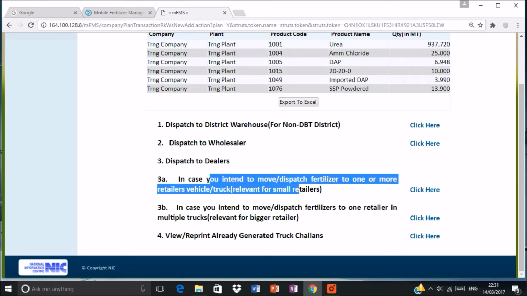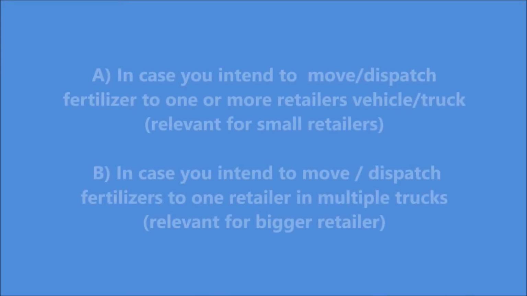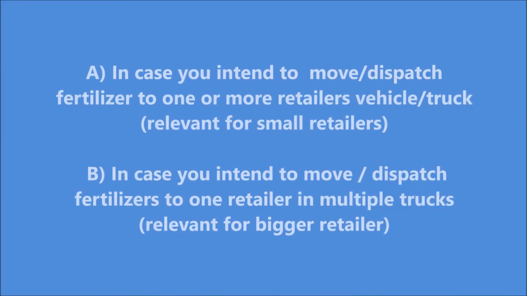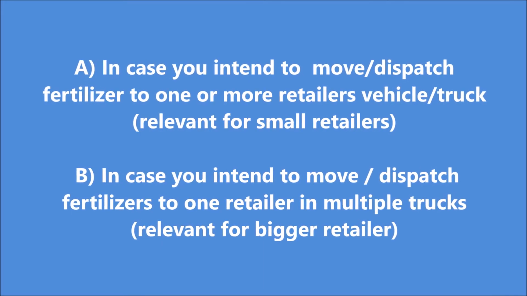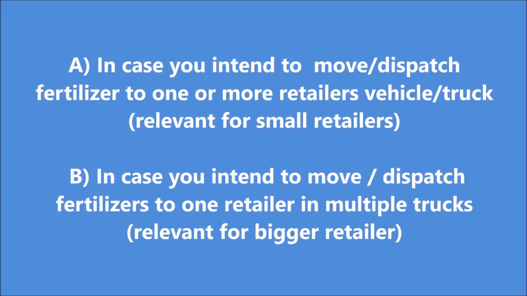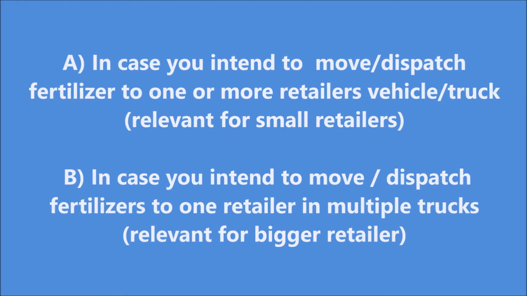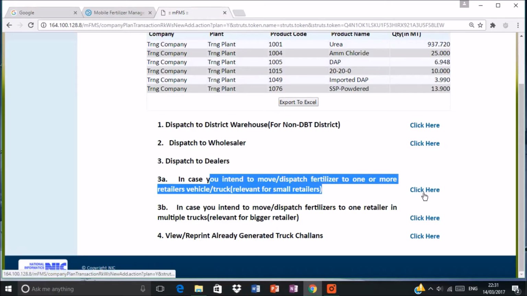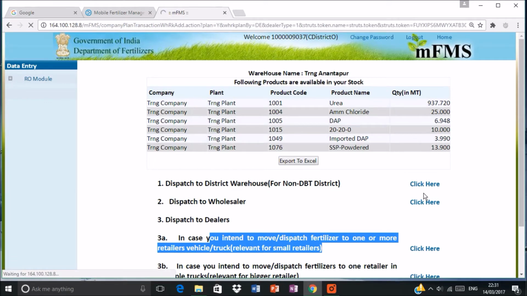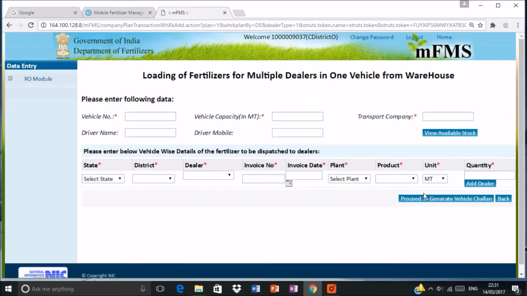To dispatch stock to a retailer, 2 options are available under the dispatch to retailers option. First, dispatch fertilizer to 1 or more retailers in the same vehicle. Second, dispatch fertilizers to 1 retailer in multiple trucks. Now click on the first option in case you intend to move or dispatch fertilizer to 1 or more retailers in 1 vehicle. This is relevant for small retailers. A new screen will appear.